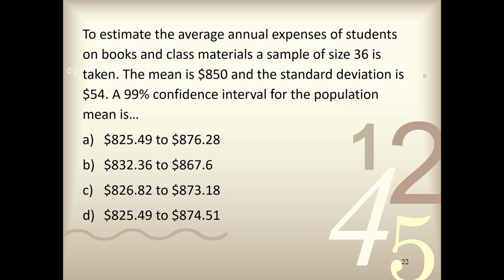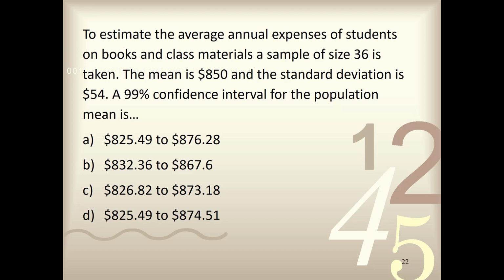Let's do another one. To estimate the average annual expenses of students on books and class materials, a sample of 36 is taken. The mean from that sample is $850 and the standard deviation from that sample is $54. A 99% confidence interval is desired.